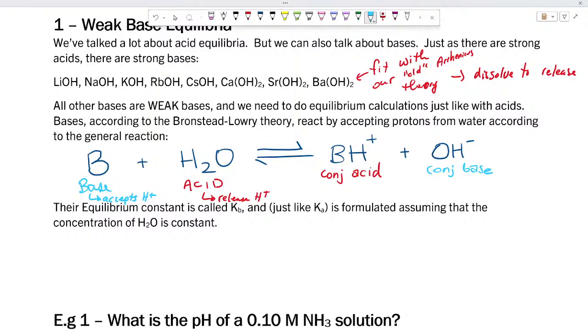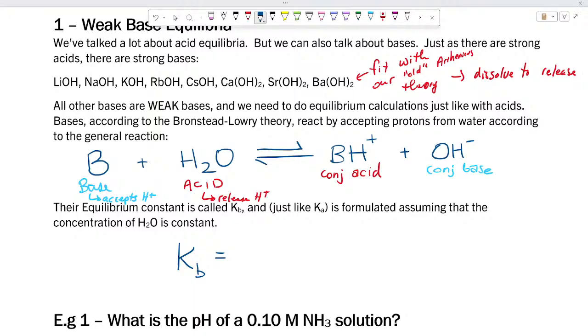So in this case, water is going to release H+, that makes it the acid. The base is going to accept the H+, that makes it the base. And we end up with BH+ as the conjugate acid, because when this reaction goes in the reverse direction, it'll be what gives up an H+. And an OH-, which we call the conjugate base, because when this reaction goes in the reverse direction, it will be what accepts the H+. Does that feel okay? Actually, you're just saying that to shut me up? No. Okay, good. Then, just like before, we can define Kb.